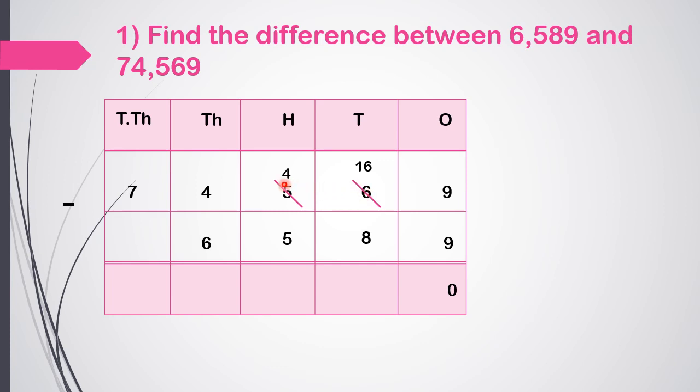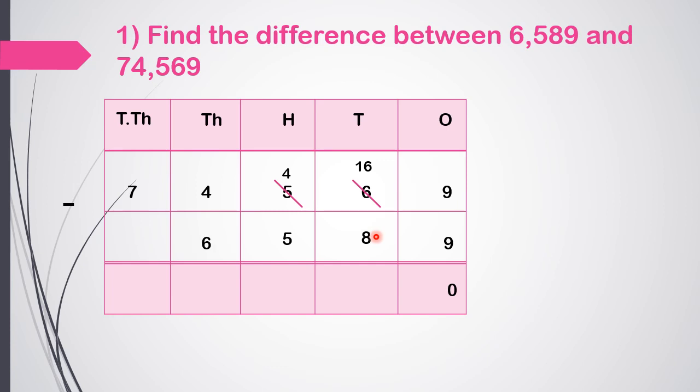Okay, here 5 gave 1 to 6. So here 5 becomes 4. 5 minus 1, 4. The same way, whenever we borrow, that number gets 10. So here 10 plus 6, 16. So now we are going to find out 16 minus 8.